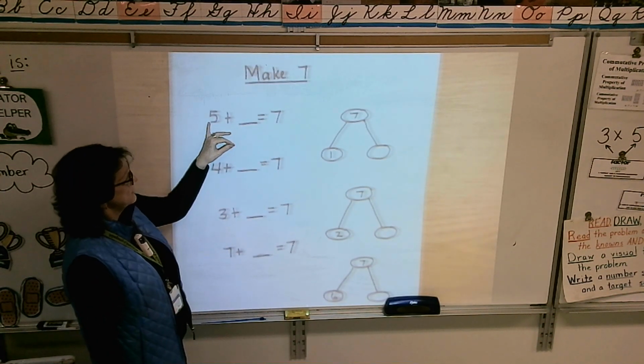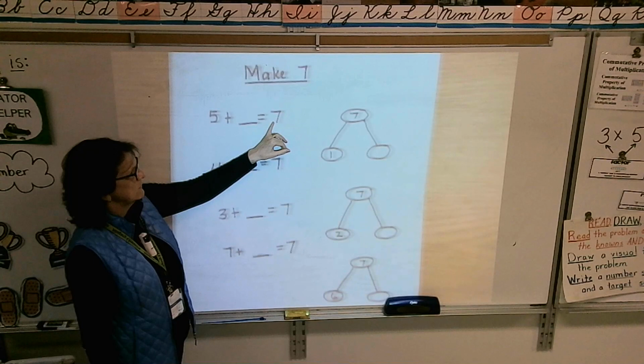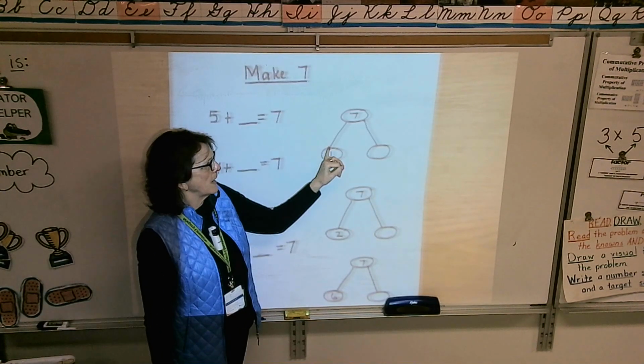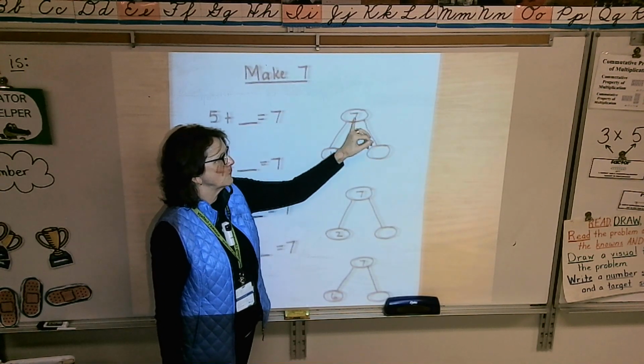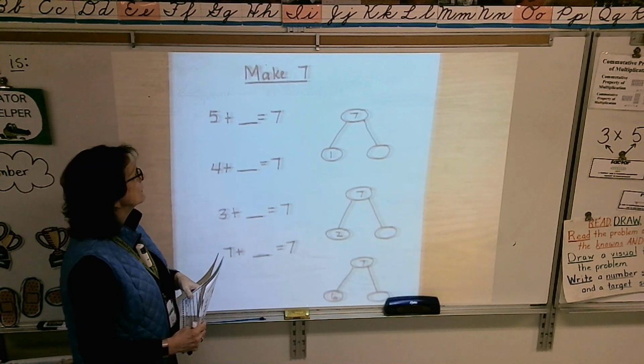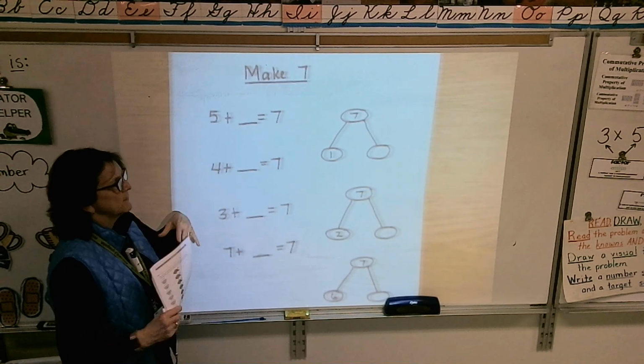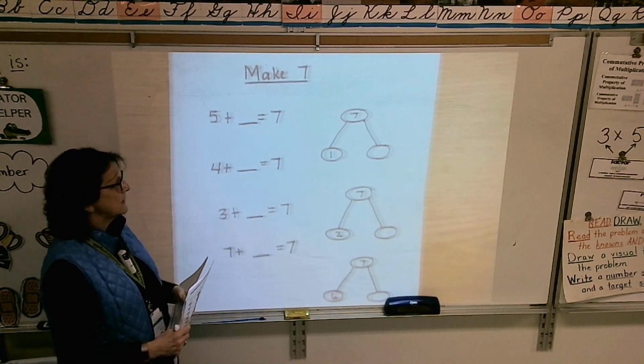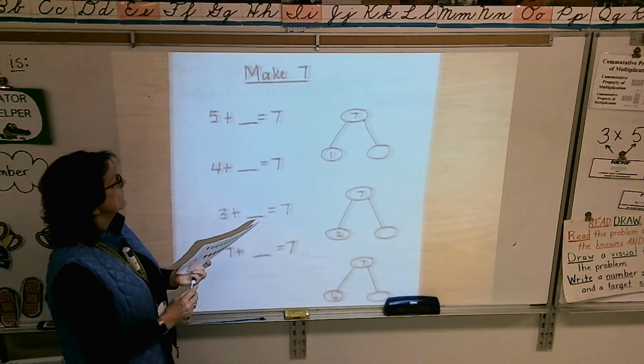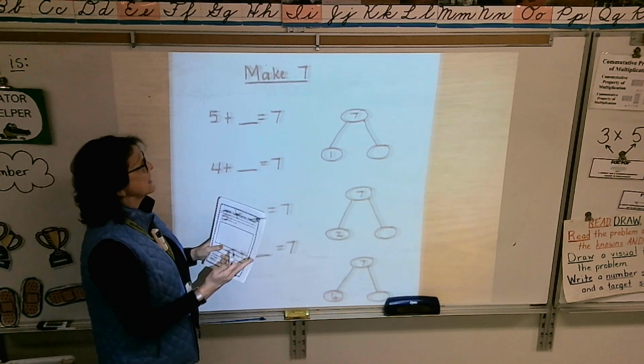Okay, this is what the paper looks like. We have addition number sentences with 5 plus blank equals 7. And then we also have number bonds where we're trying to figure out the other part when 7 is a whole and we're given one part. So let's just do a couple of these and then I'm going to ask you to do the rest of them independently on Seesaw.